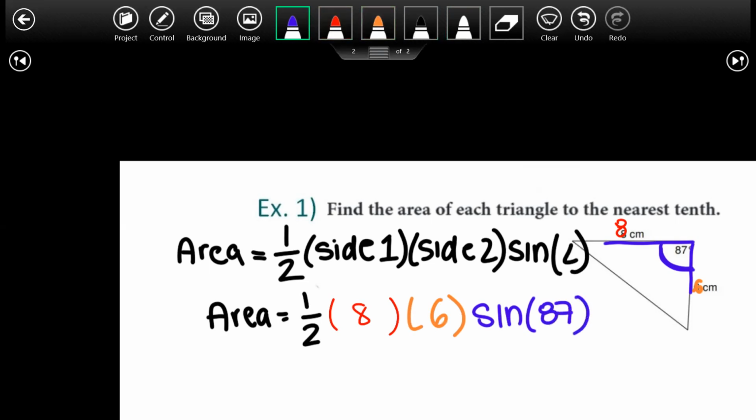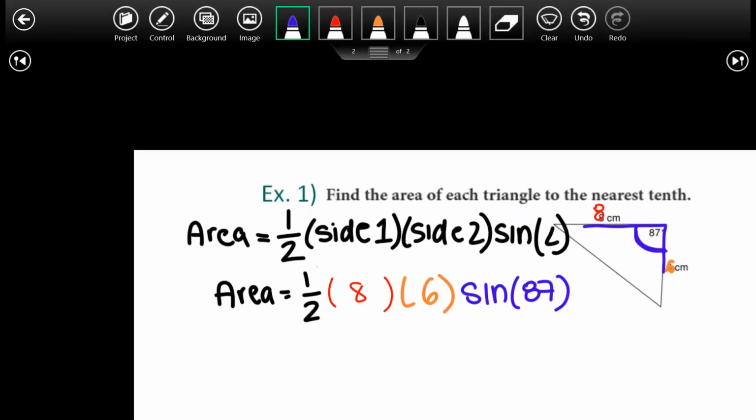Now, just as we did before, you can actually simplify this one step further by applying what the sine is. So this would be 1/2 times 8 times 6, and then find what sine is. What is sine of 87? Can someone tell me what that is? Okay, this would just be 0.99. Absolutely. We're just going to take it to 2 decimal places.